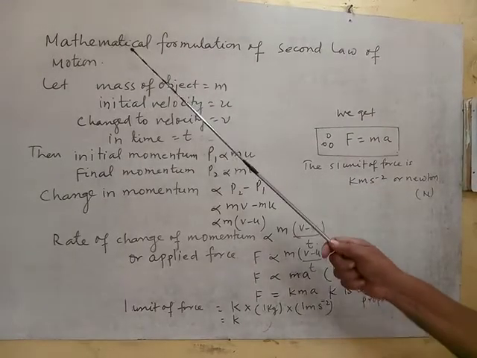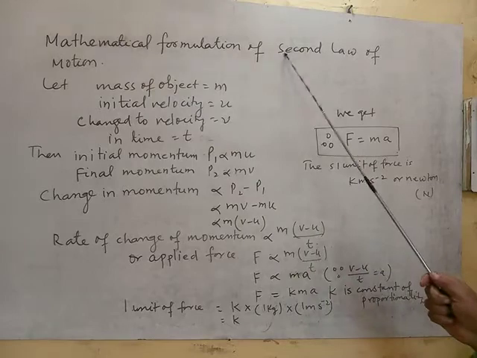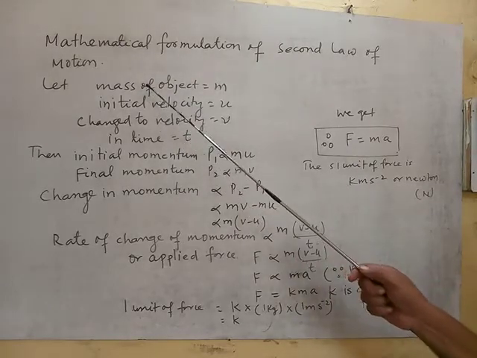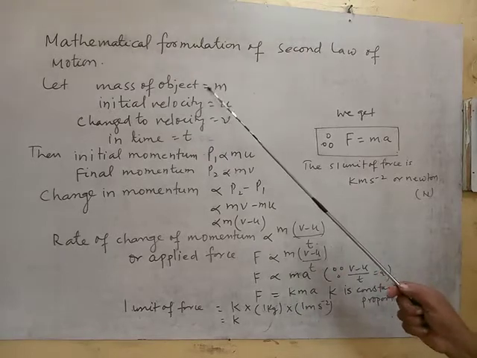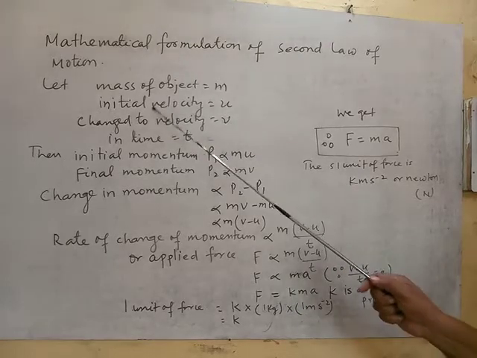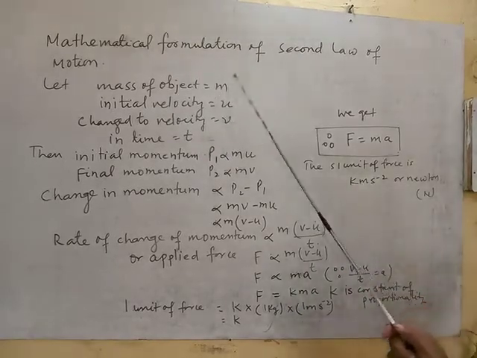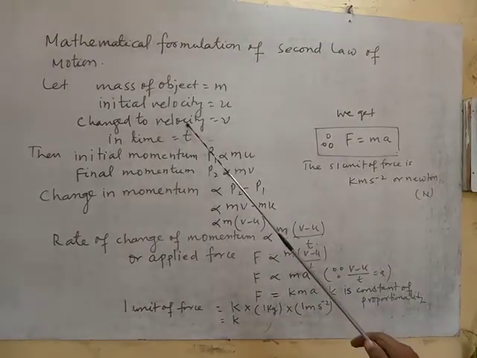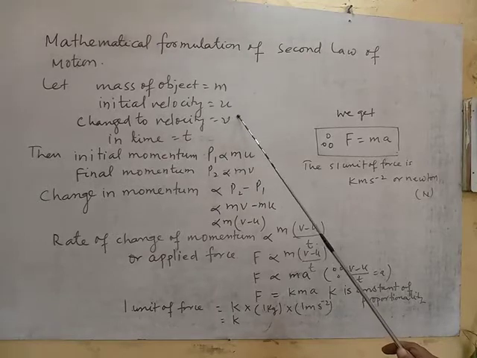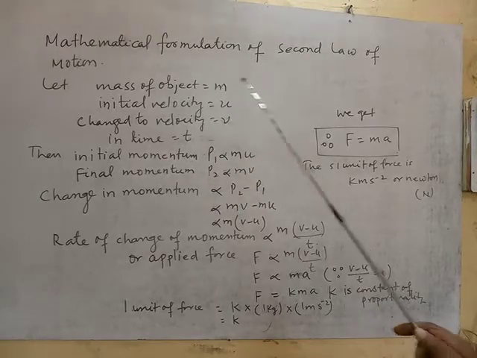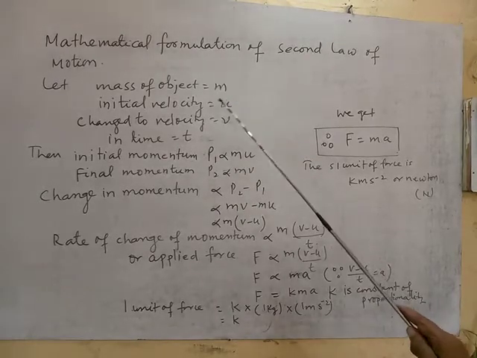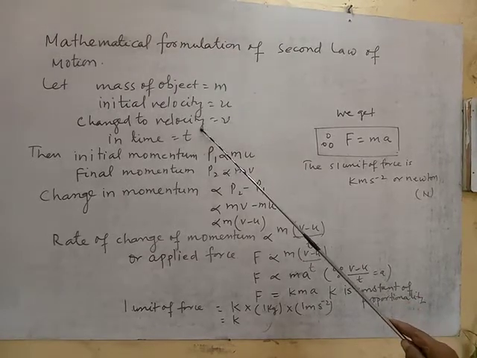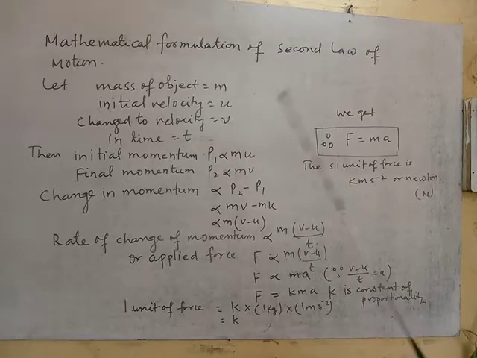Now this is the mathematical formulation of the second law of motion. So here the mass of the object is m and the initial velocity is u, and the velocity changes to v in time t. Previously the velocity of the body was u, and it changed to v in time t.